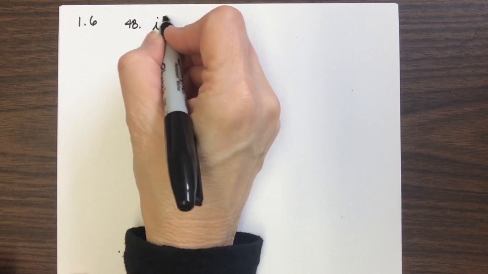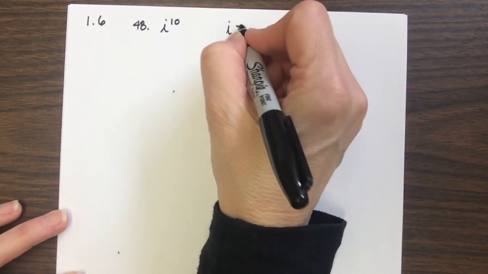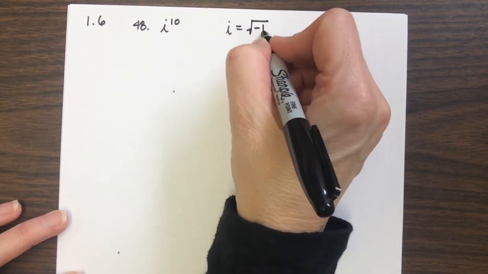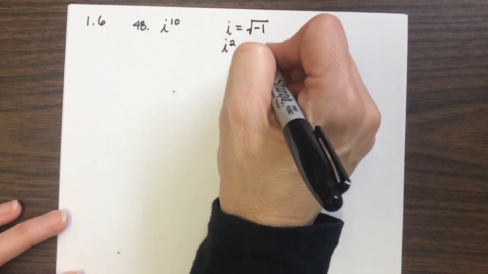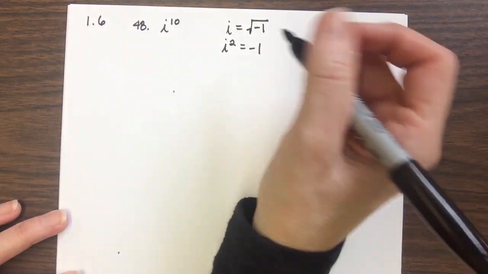48 asks you to evaluate the power and write the result in a plus bi form. So if I'm trying to figure out what i to the 10th is, I'm going to start with what I know i is. Well, I know that i by definition is the square root of negative 1. I know that i squared by definition is negative 1. So let's just keep going with that.